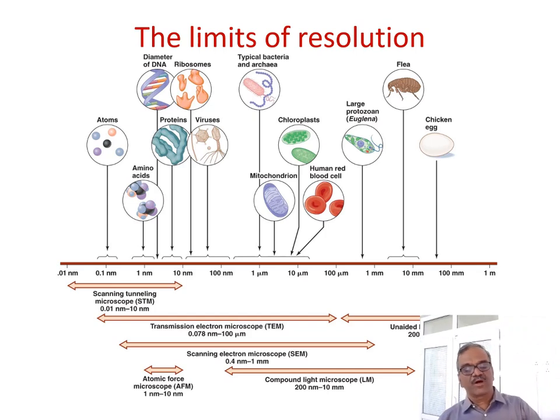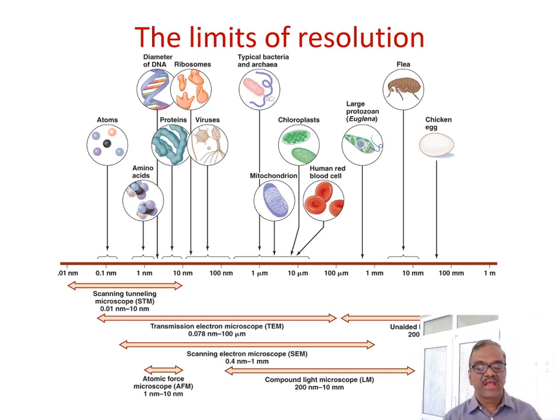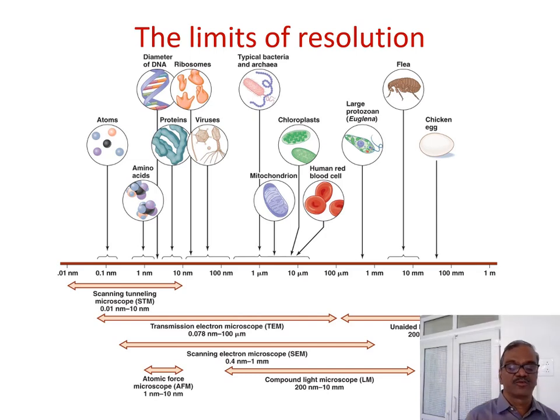Then you can go for the compound light microscope, between 200 nanometer to 10 millimeter. Okay, the last one you can see is the compound light microscope. Whereas the scanning electron microscope is 0.4 nanometer to 1 millimeter. Then TEM, transmission electron microscope, is 0.07 nanometer to 100 micron.